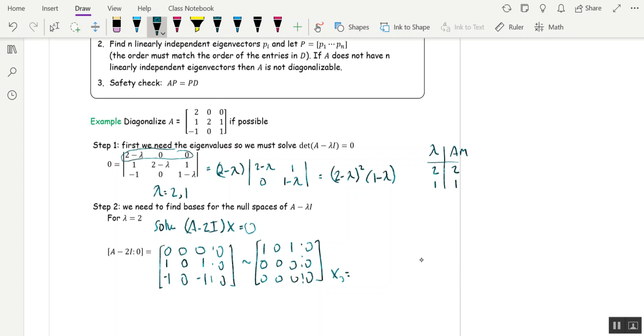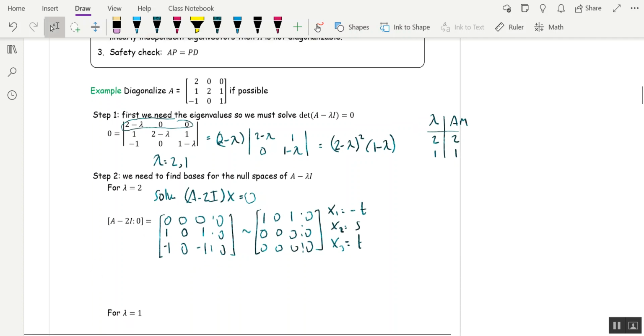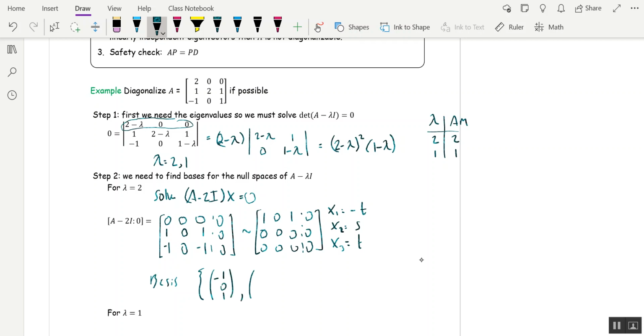So x3 is free, x2 is free, call that s, and x1 is negative x3, so negative t. So a basis for the null space would be, let's see, t vector first. So the t vector would be negative 1, 0, 1. And then the s vector is 0, 1, 0. Okay, I'm going to name this P1, call this P2.